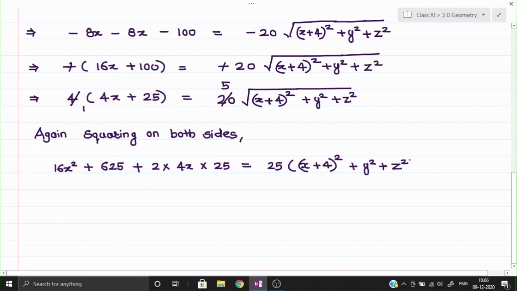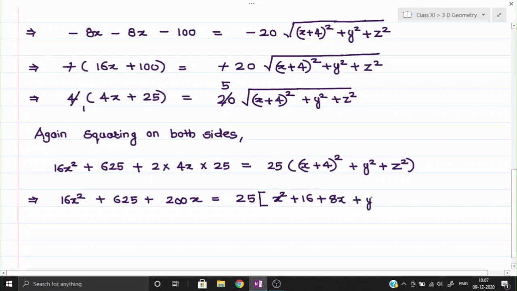Right, now see, the square root has been completely removed. Now a little bit simplify over there. So 16x square will be as it is, 625 will be also as it is. Okay, this 2ab we shall simplify. So 25 into 400, 100 into 2, that is 200. So 200x is equal to 25 into the bracket x square plus 16 plus 8x plus y square plus z square.